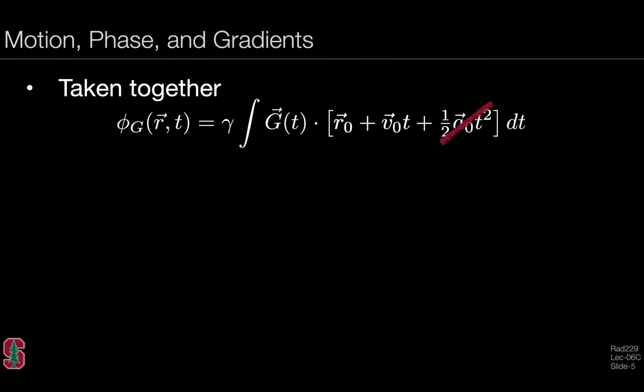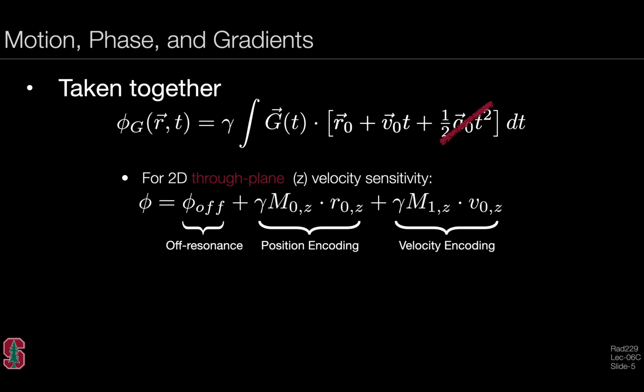So taken together, in the last lecture we saw that the phase that arises from the gradients is related to the integral of the gradient waveform dotted with the spin's position history. So it includes the spin's position at some time zero, its velocity, as well as its acceleration. The acceleration terms are quite small and we can generally disregard them, but the velocity is non-negligible and in fact can be usefully encoded.